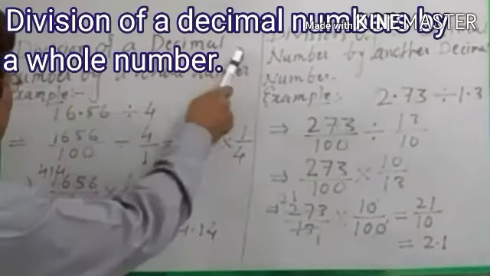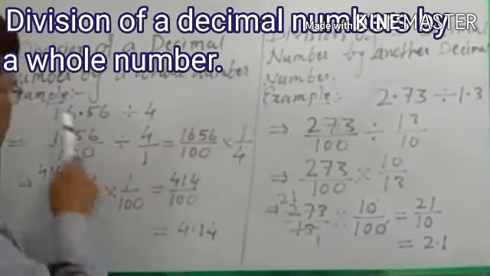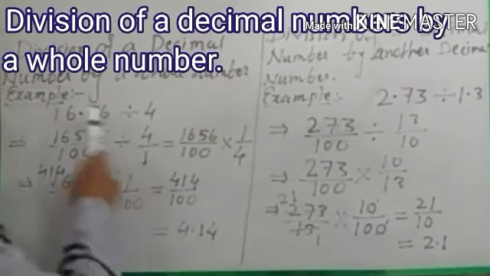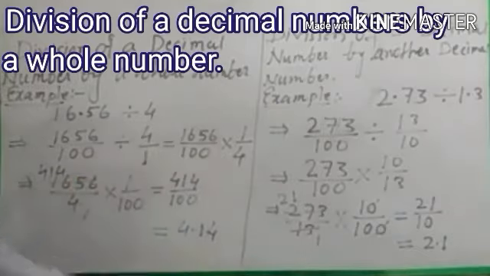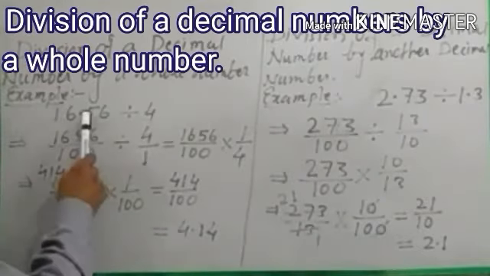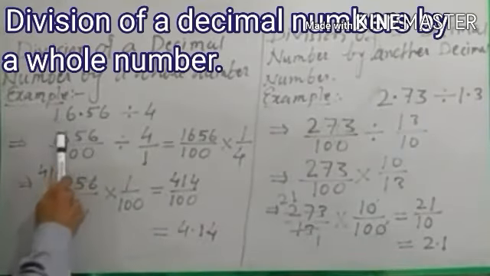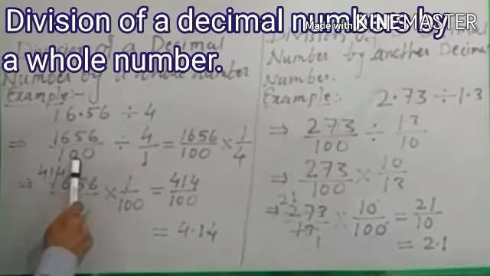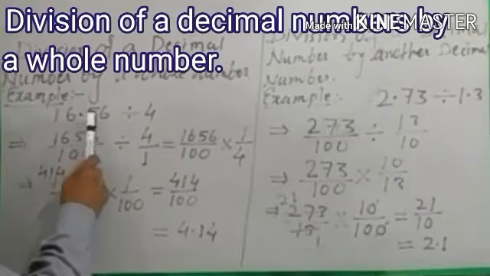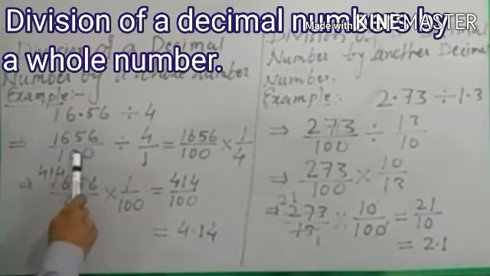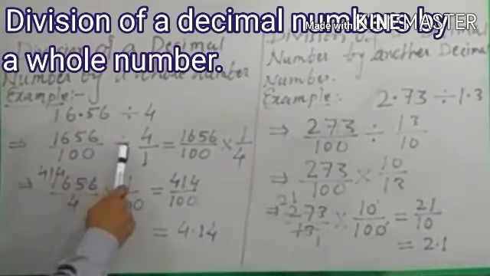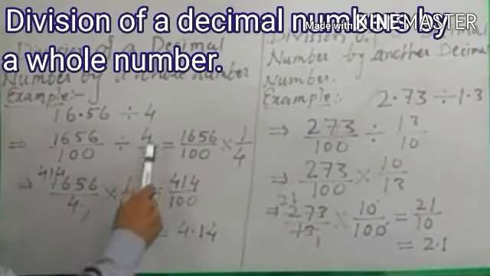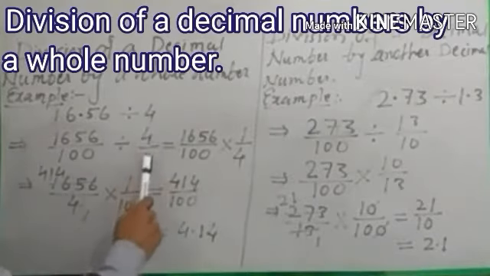Now division of a decimal number by a whole number. We take an example. If we divide 16.56 by 4, first we have to convert it into a fraction. 16.56 is equal to 1656 upon 100, because after the decimal there are 2 digits, so we divide by 100. Divided by 4 upon 1. We can write 4 as 4 upon 1.